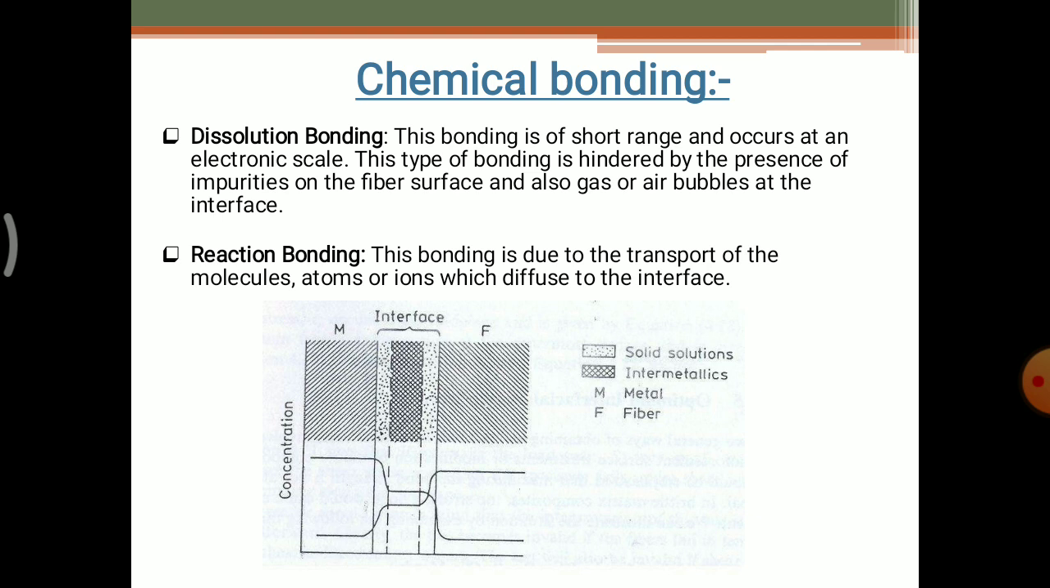But when it comes to reaction bonding, this bonding is due to the transport of molecules, atoms or ions, which diffuse to the interface. In the picture below, you can see the interfacial bonding. M defines the metal, that is the matrix, and F defines the fibers. In between them is the interface, which uses solid solutions and intermetallics. The crossed lines are the intermetallics, and the dotted lines are the solid solution.